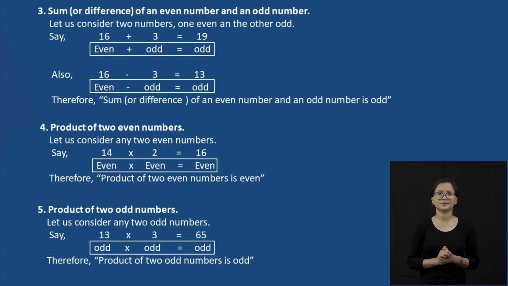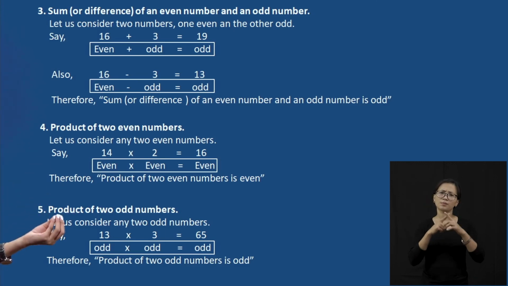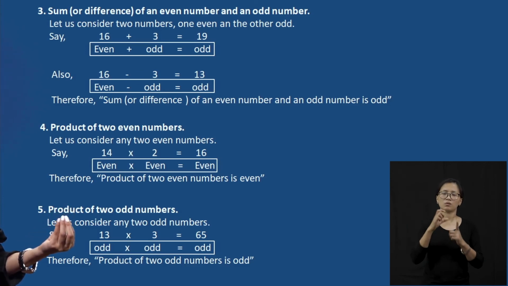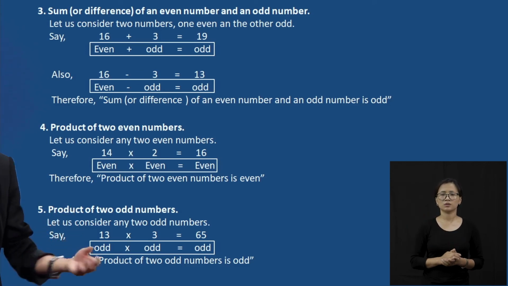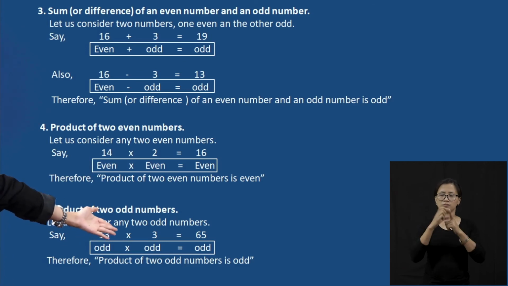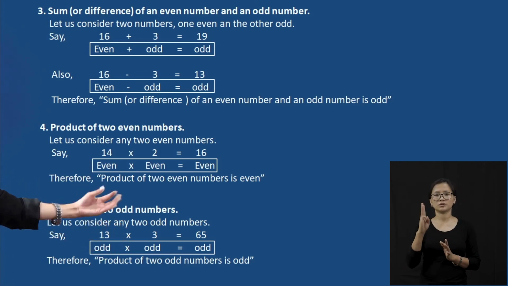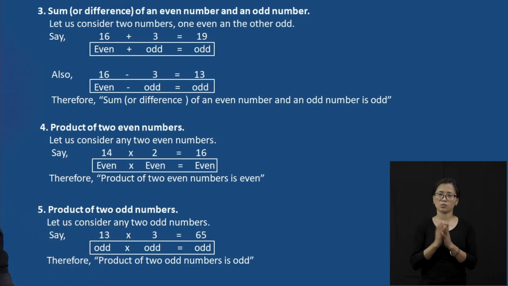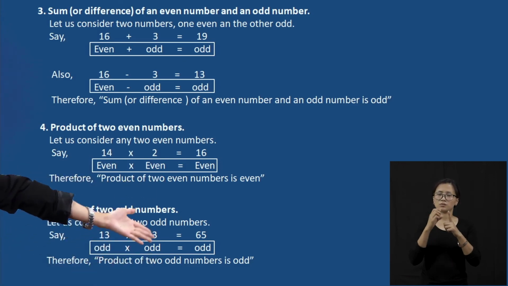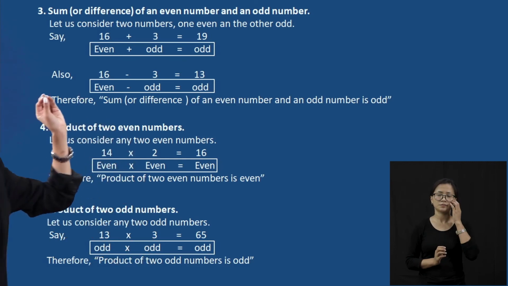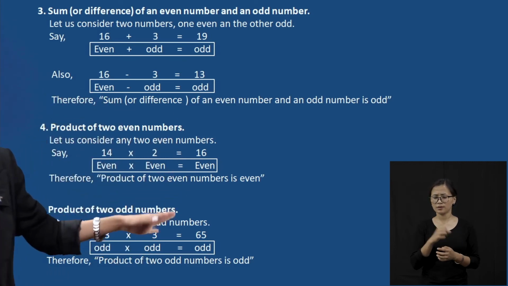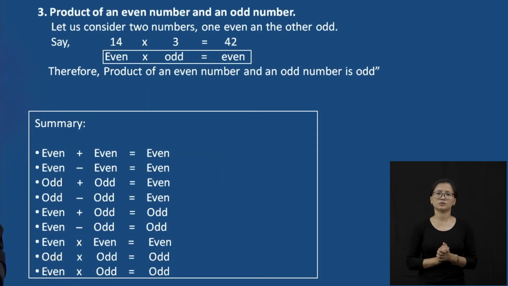And the product of two odd numbers: if you multiply any odd number with another odd number, it will result in an odd number. Just like here, 13 times 5 is 65. So odd times odd is odd. So here it is written that the product of two odd numbers is odd. If you multiply any odd number with another odd number, it will result in odd.